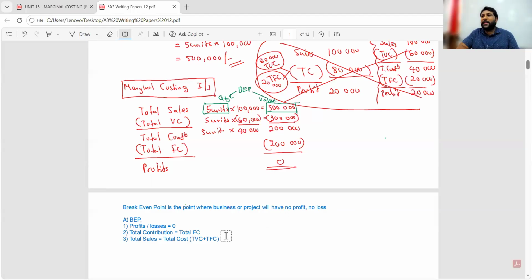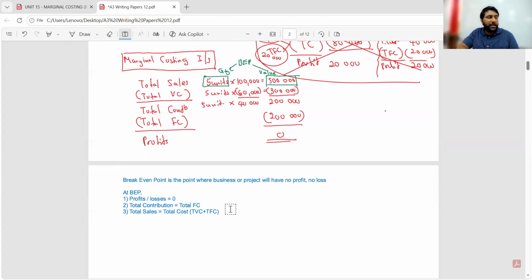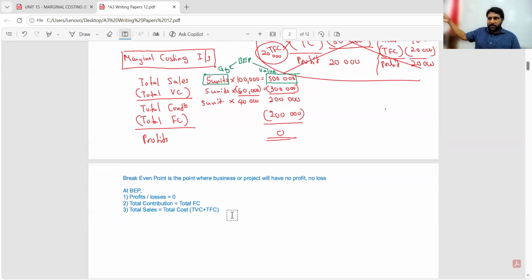So after this, people, leave another 2 lines because I have to give you another couple of points. So don't write it under these. Leave another 2 lines. We'll come to this part.